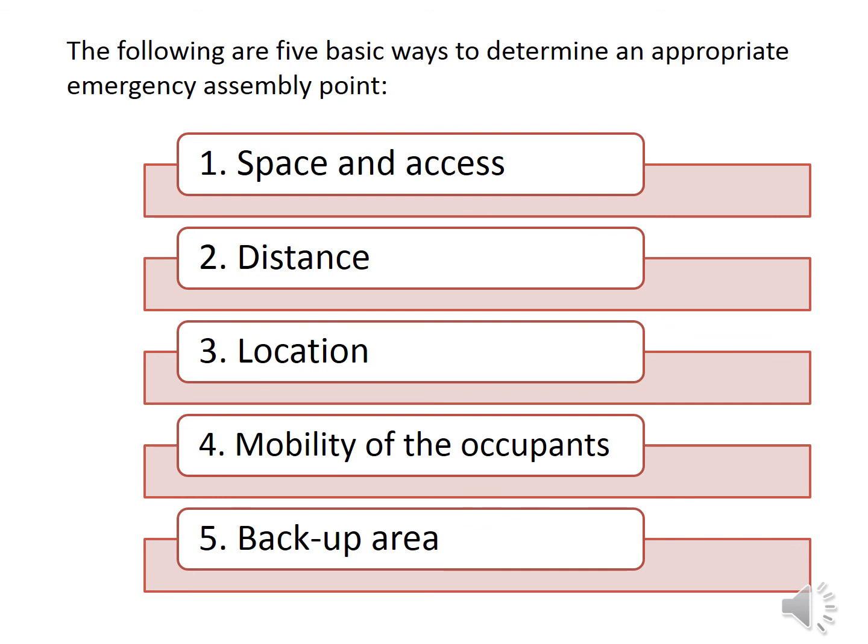Once the emergency assembly point has been chosen, the building tenants or occupants, visitors and workers, among others, must be provided with adequate information, instruction and training on how to react during an emergency. A safety briefing could be given to all visitors to the premise.